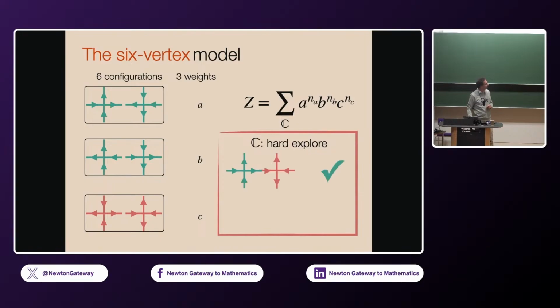Why is it hard? Because it's totally fine to place one vertex like this next to a vertex like that because they share the same arrow here on the edge, but you cannot have a vertex like this next to a vertex like that because they have a conflicting direction for this arrow. So sampling the configurations is the difficult part of the job.